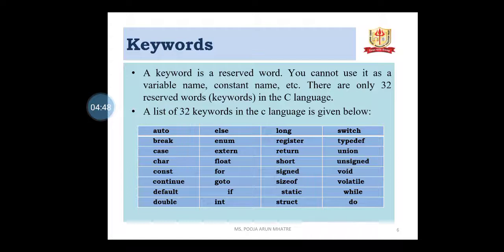double, else, enum, extern, float, for, goto, if, int, long, register, return, short, signed, sizeof, static, struct, switch, typedef, union, unsigned, void, volatile, while, and do. So keywords are special words whose meaning is predefined and cannot be used as a variable name or identifier. All the keywords are in lowercase only.